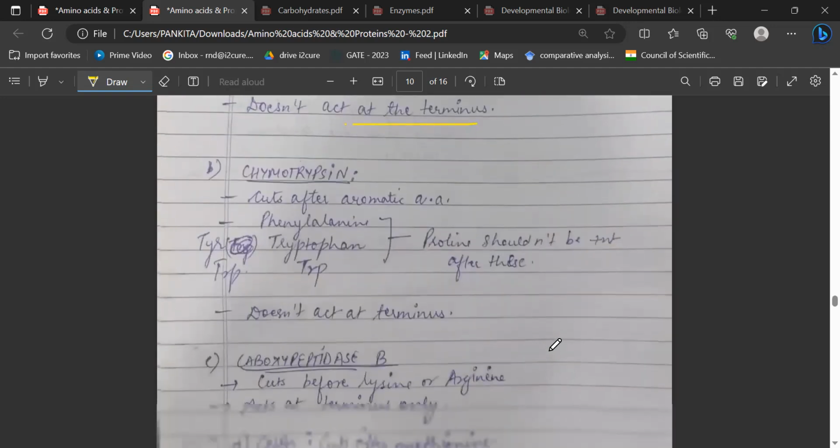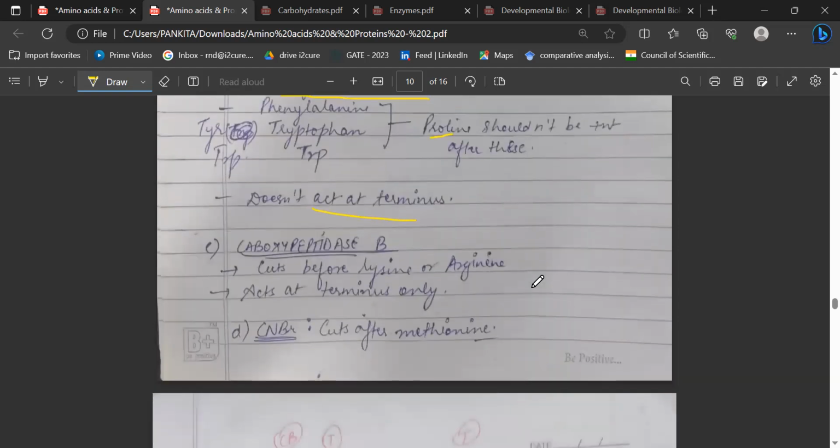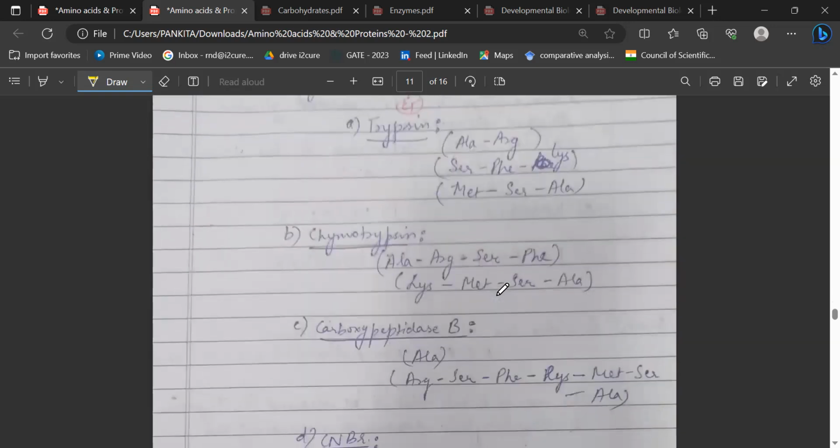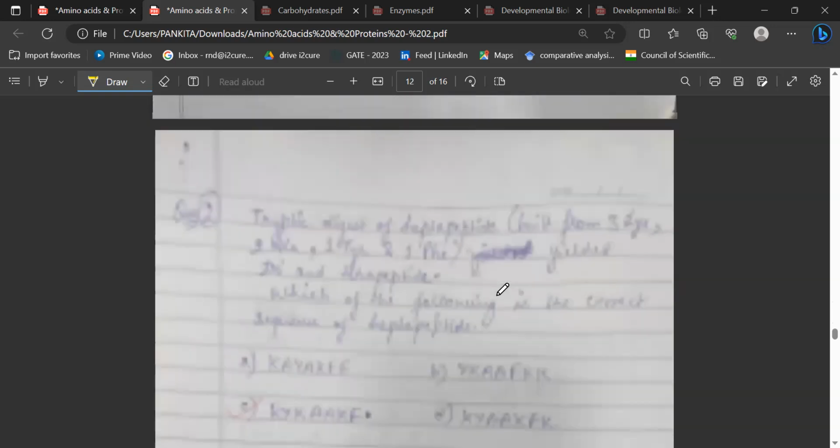The next hydrolytic enzyme is chymotrypsin. Chymotrypsin cuts after the aromatic amino acids, which are phenylalanine, tryptophan, and tyrosine. It also does not act at the terminus. Again, the condition is that proline should not be present right after them. Carboxypeptidase B is another hydrolytic enzyme which cuts before lysine and arginine, and it acts only at the terminus. Then there is cyanogen bromide. It cuts after methionine. So this is it for the hydrolytic enzymes.